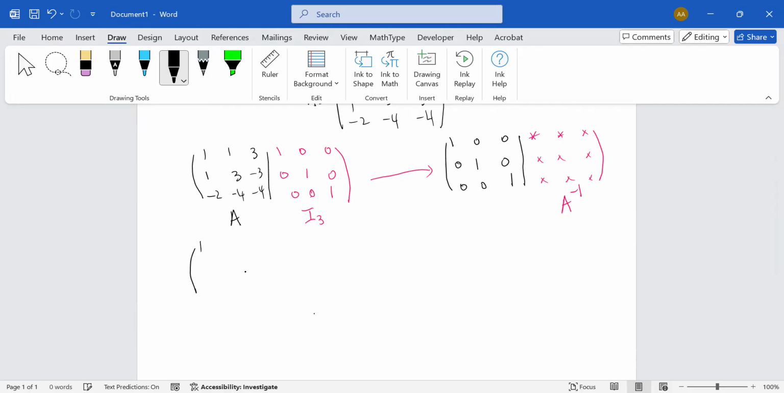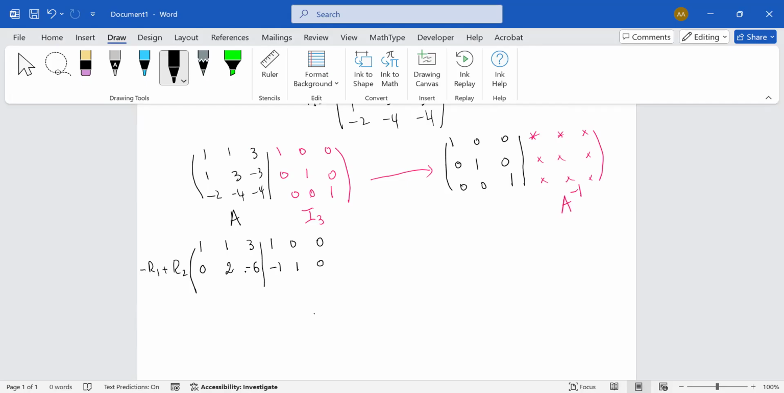So let's begin. We do not intend to change the first row. So now the second row, of course, we have to replace row number 2 by negative R1 plus R2. We just subtract them basically. 1 minus 1 is 0. 3 minus 1 is 2. Negative 3 minus 3 is negative 6. And then 0 minus 1 is negative 1. That's 1, that's 0, right?